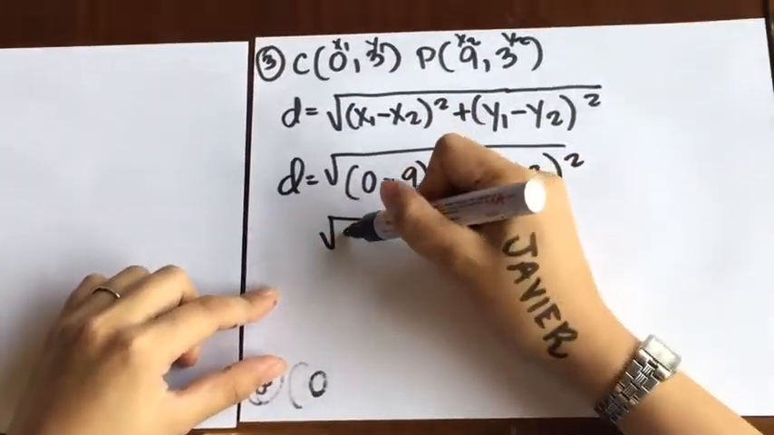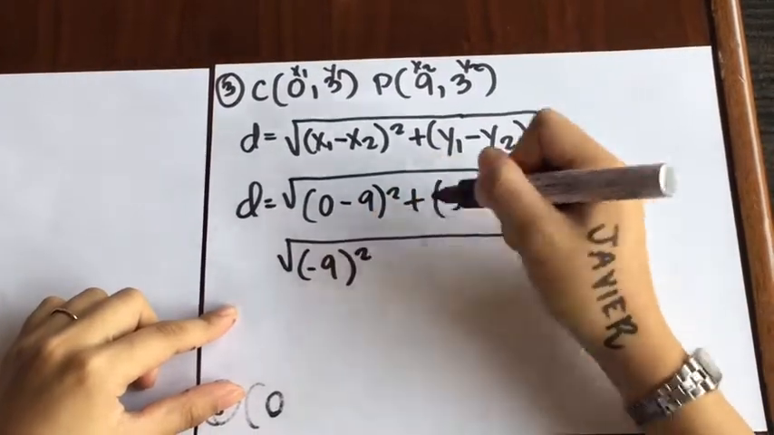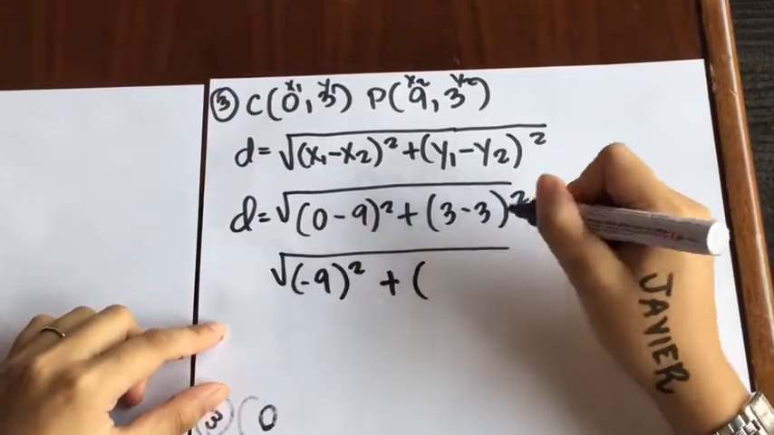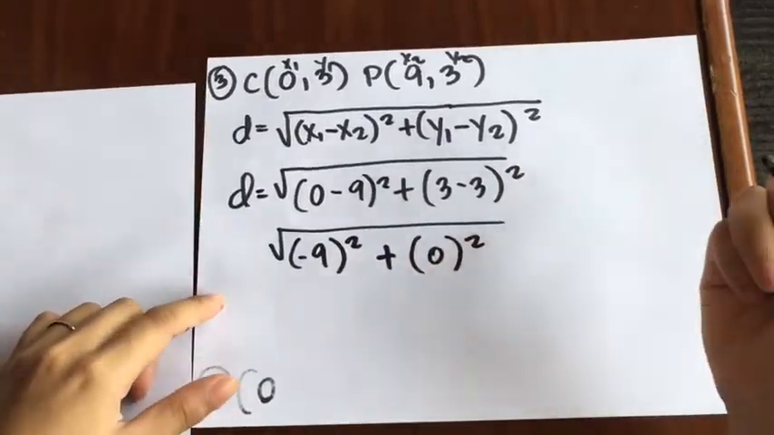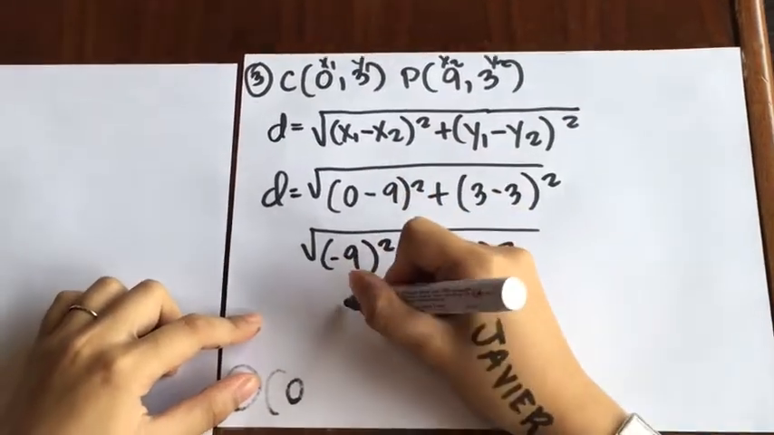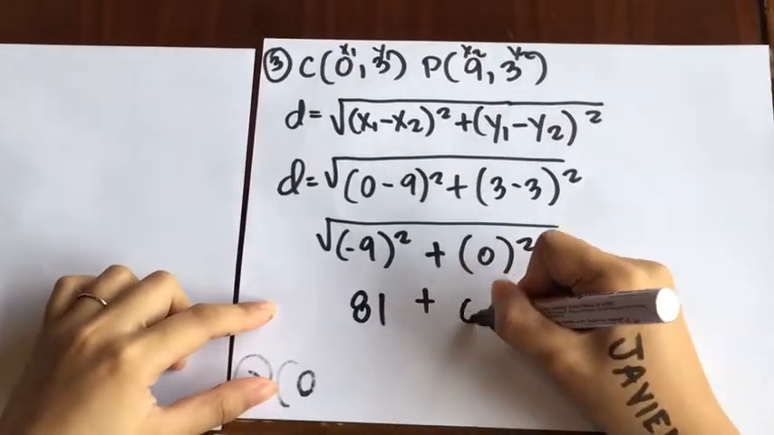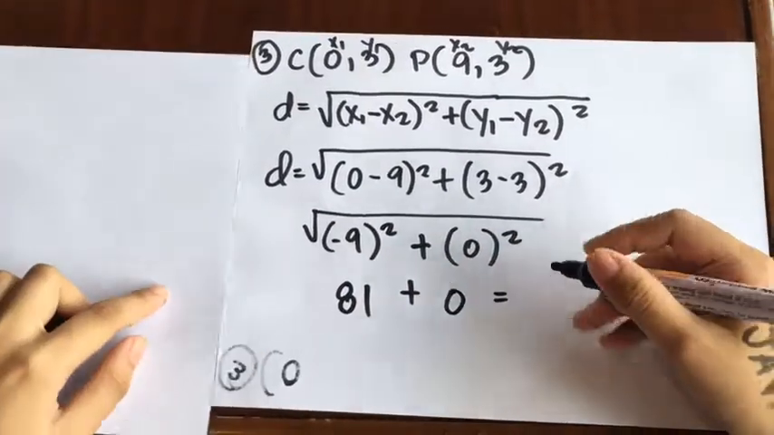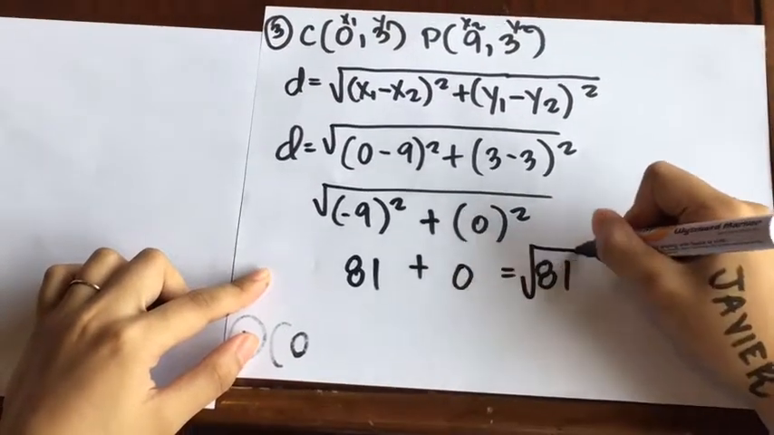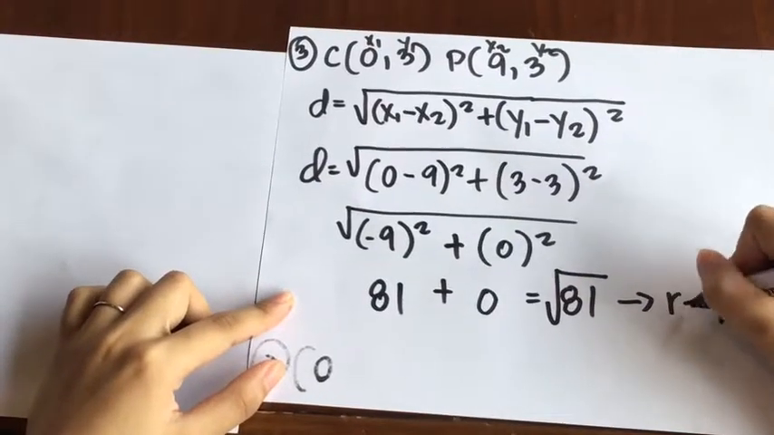So, 0 minus 9 is equal to negative 9 squared plus 3 minus 3 is equal to 0. Negative 9 squared is equal to 81 plus 0 squared is equal to 0. 81 plus 0 is equal to 81. So, ito na yung R natin, pero i-square root ko pa siya. So, magiging 9. So, yung R ko is equals to 9.